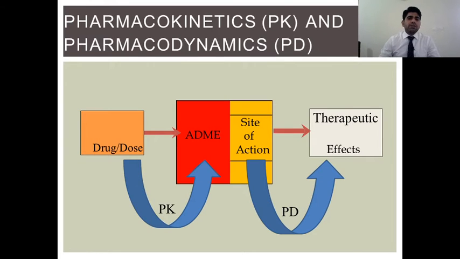So now this is the diagrammatic representation of pharmacodynamics and pharmacokinetics. In pharmacokinetics, as you can see, when we administer the drug into the body, the body will absorb, distribute, metabolize and eliminate. This is reflected in the red. Further, when it reaches the site of action, it will show its therapeutic effect. So this is the pharmacodynamics.